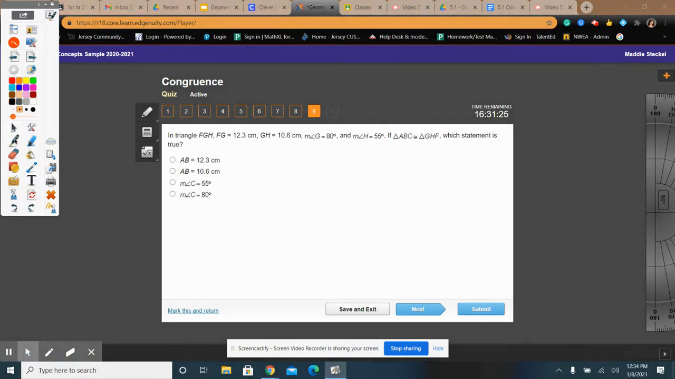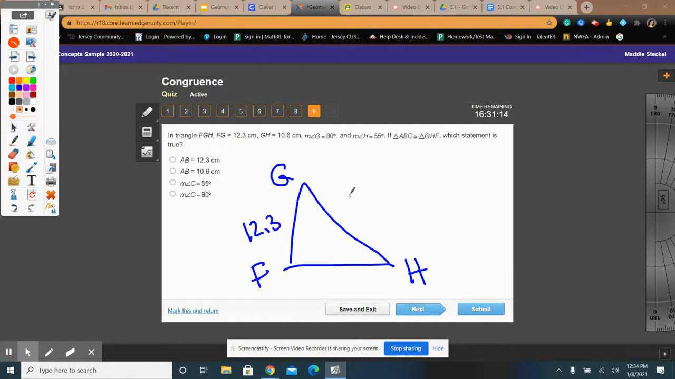Okay, in triangle FGH, let's go ahead and draw it here. And my picture will be bad, but that's going to be okay because I don't know what these measurements are. I'm going to put them in after. FG is 12.3. GH is 10.6. Angle G is 80. Yeah, my picture is really bad. Angle H is 55. And that's all they know. But we know that triangles add to 180, so I actually can figure that one out if I want by taking 180 minus 80 minus 55. And this guy is going to be 45. But I don't know what that side length is.